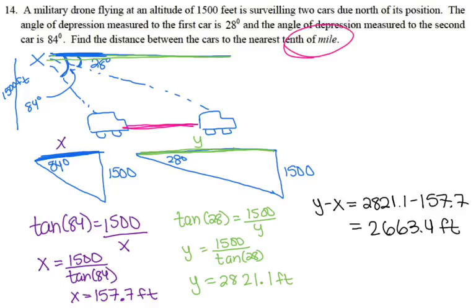we want this in miles, because having it in feet is not enough. So let's change that to miles. There are 5,280 feet in a mile, so I can divide that. Dividing those two gives you about half a mile. So these two cars are about half a mile apart.